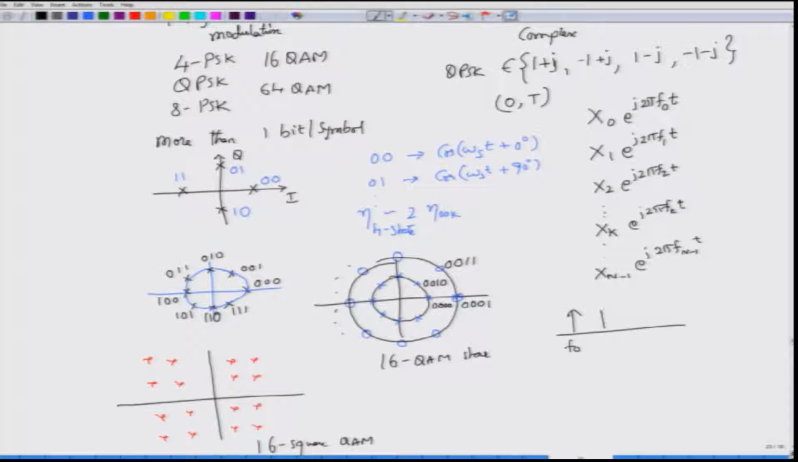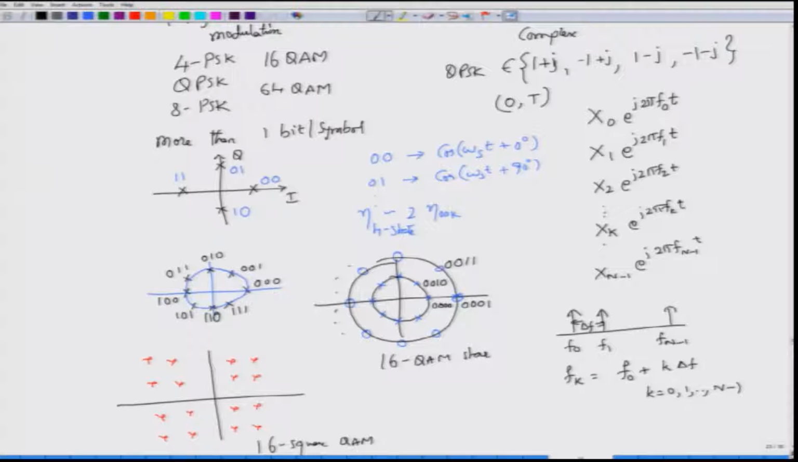So, this is f0, this is f1, the spacing between them is called the subcarrier spacing. These f0, f1, and so on are all called the subcarriers, the last one is at f_{N-1}. So, clearly the kth subcarrier frequency is given by f0 plus k times delta f, where k goes from 0, 1, all the way up to N minus 1.